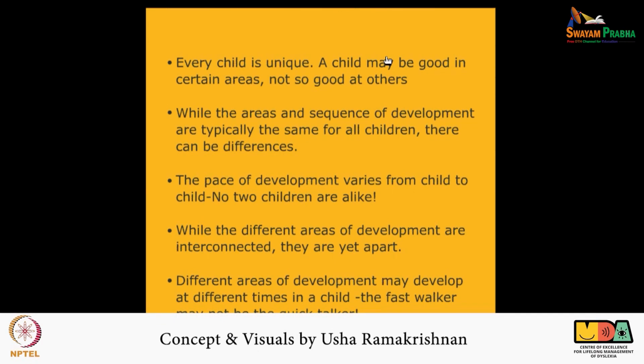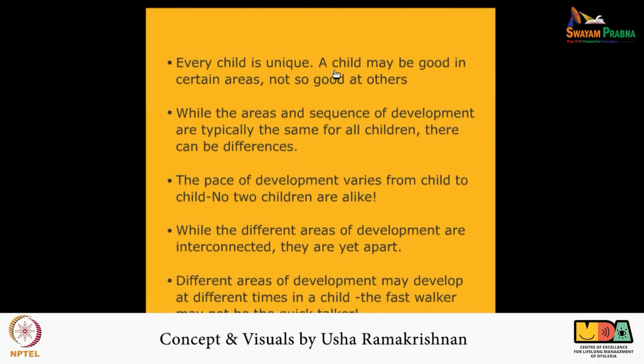In conclusion, all we need to remember is every child is unique. The child may be good in some areas and not good in some others. While the areas and sequence of development is typically the same for all children, there can be differences. The pace of development varies from child to child. No two children are alike. Different areas of development are interconnected, they are yet apart. So a child might have great difficulties in one area but be extraordinarily good in another. Don't forget that.